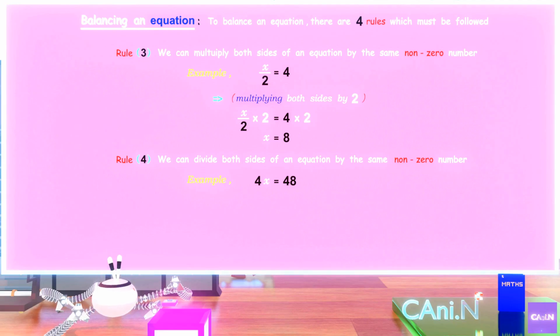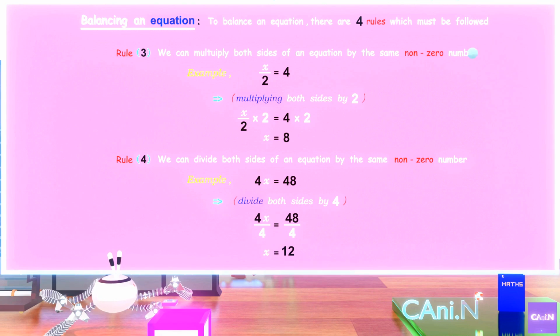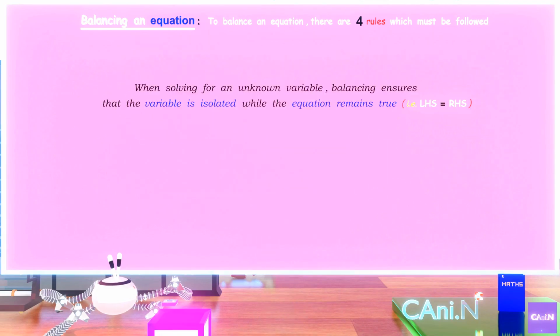Rule 4, we can divide both sides of an equation by the same non-zero number. Example, 4x equals 48. Now, if we divide both sides by 4, we can easily isolate x and find its value. So, 4x divided by 4 equals 48 divided by 4. Therefore, x equals 12. So, when solving for an unknown variable, balancing ensures that the variable is isolated, while the equation remains true.